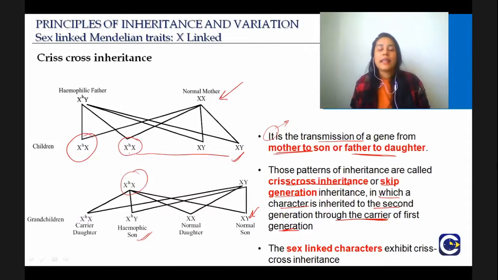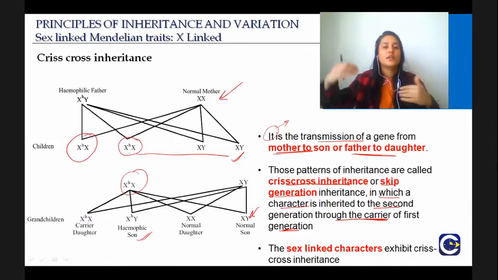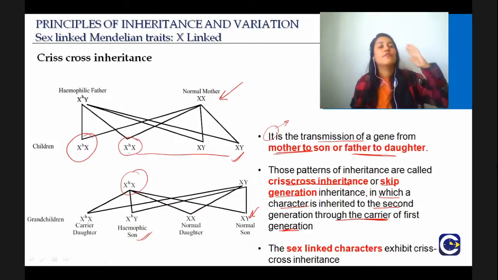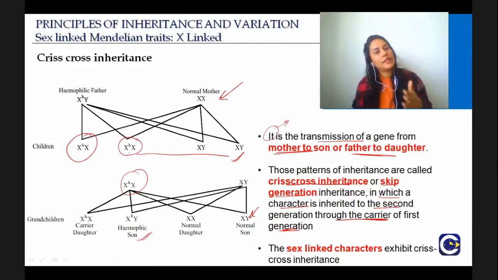And these sex-linked characters generally exhibit this crisscross inheritance. From father to daughter, it can be a carrier, it can be diseased. From mother to son. Okay, so this is crisscross inheritance.